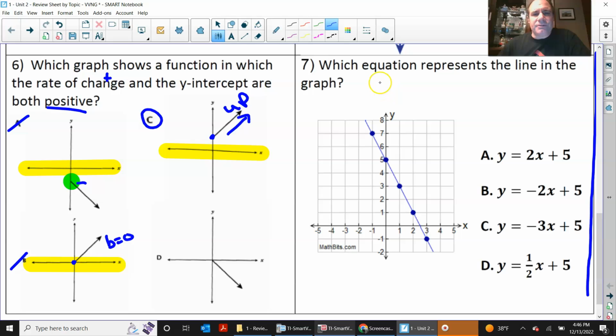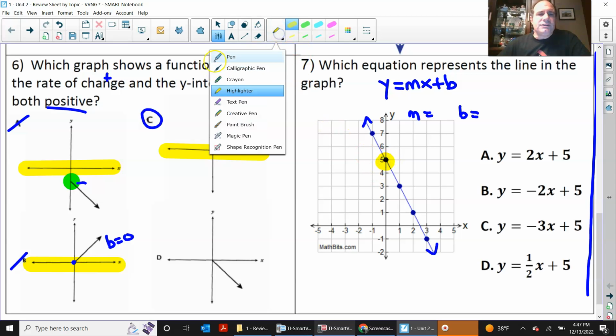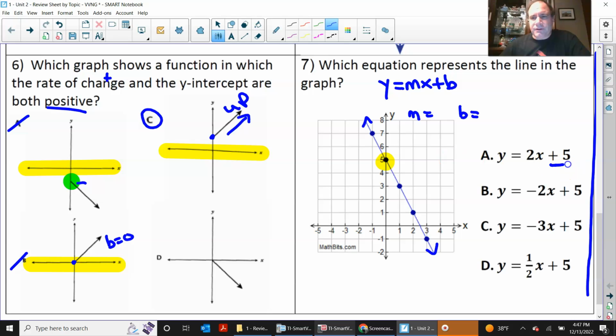Number 7, which equation represents the line? Remember, equation equals y equals mx plus b. So all of these are in y equals mx plus b, but I just want to look at this line. It's going down from left to right. The first thing that you should really look at is the slope, but the b is the easiest thing. The y-intercept, where it crosses the y-axis, is right here. So if it crosses right there, that is 5. So I have a 5 here, a 5 here, a 5 here, a 5 here. I can't cancel anything out.